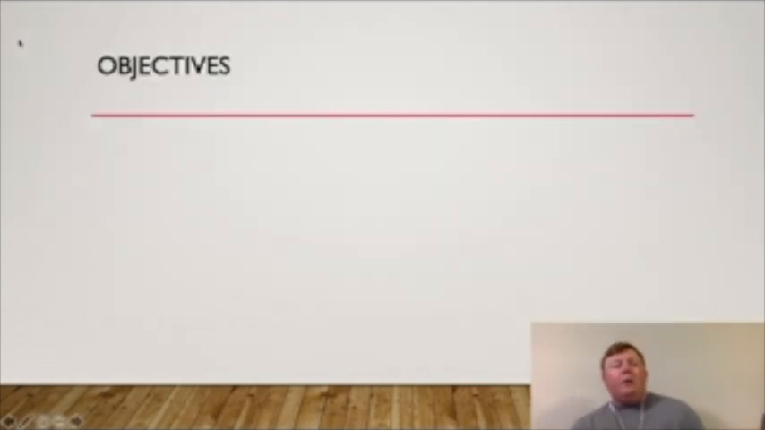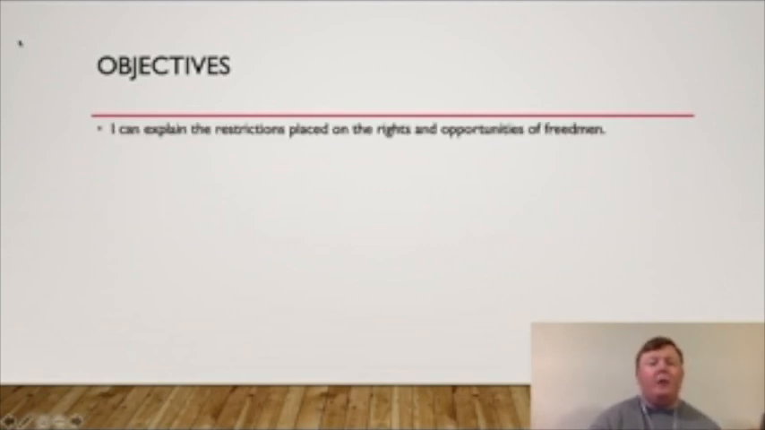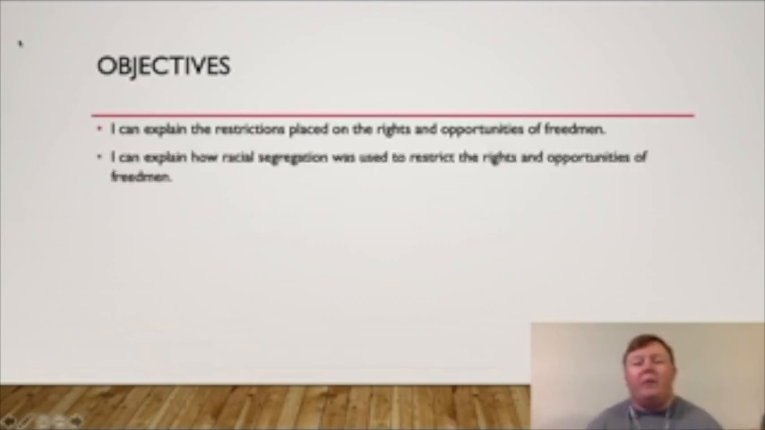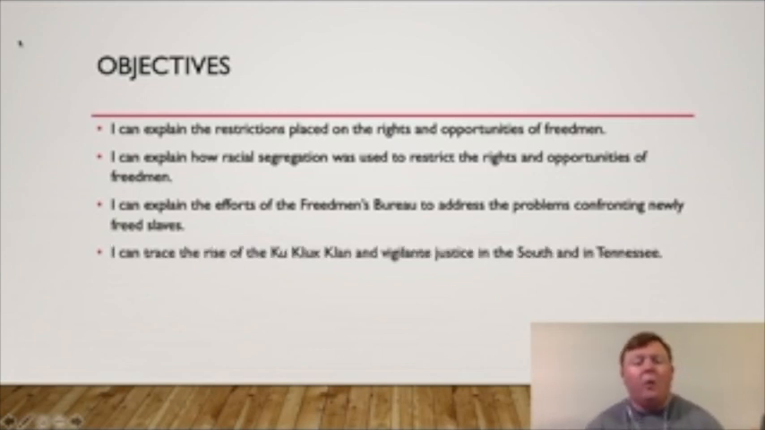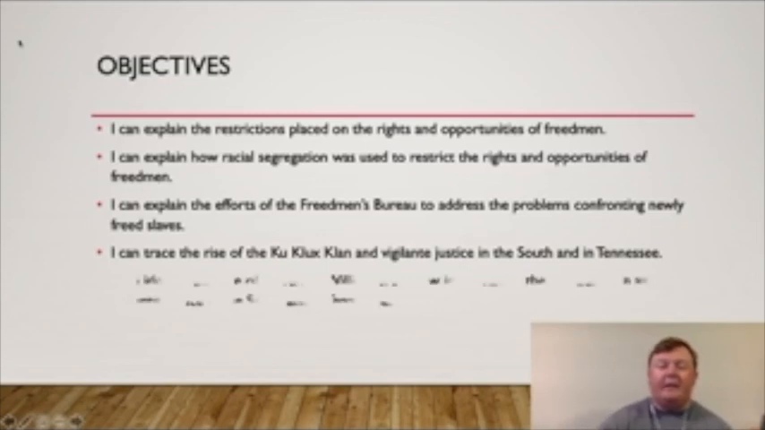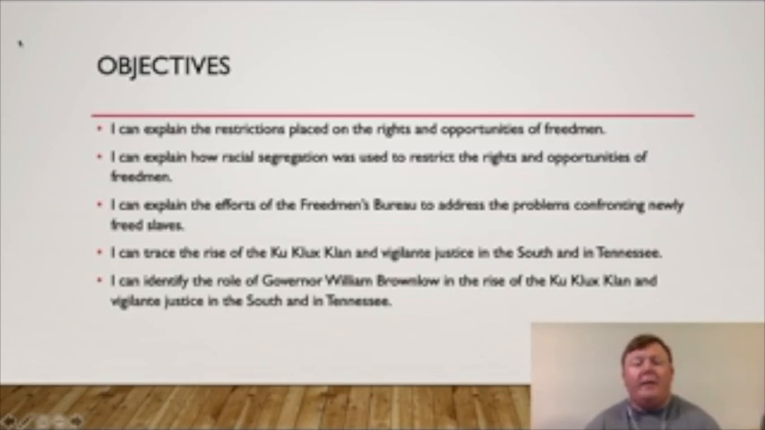All right, so looking back again at our objectives, we again have explained the restrictions placed on the rights and opportunities of freedmen. We have explained how racial segregation was used to restrict the rights and opportunities of freedmen. We've explained the efforts of the Freedmen's Bureau to address the problems confronting newly freed slaves. We traced the rise of the KKK and vigilante justice in the South and in Tennessee. We identified the role of Governor William Brownlow in the rise of the KKK and vigilante justice in the South and in Tennessee.